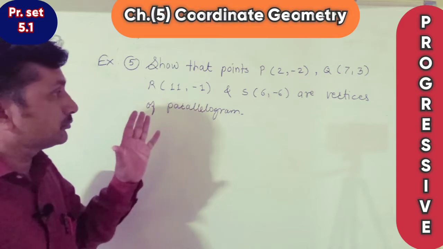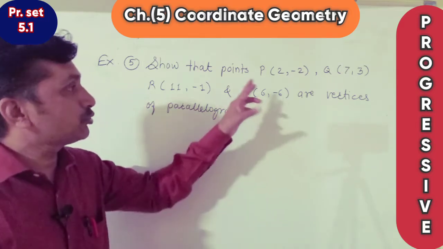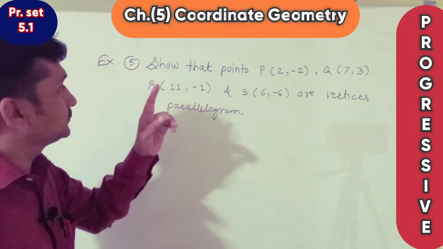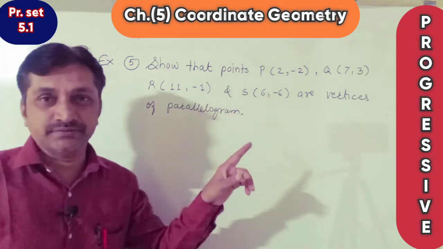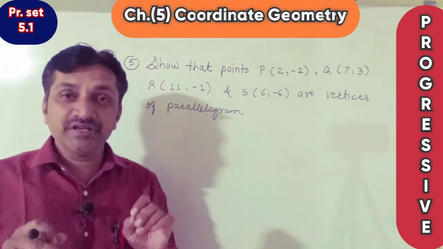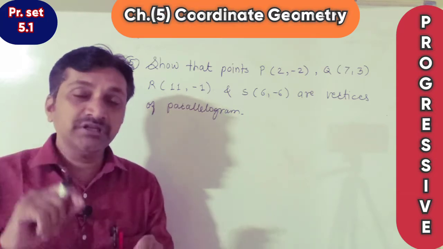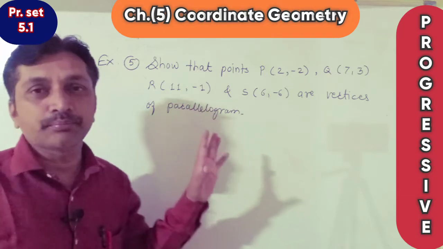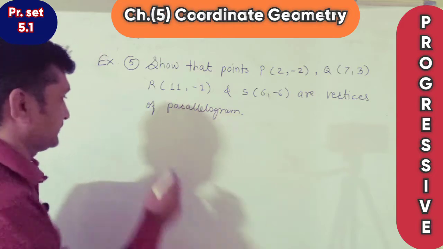Right? Now, to satisfy this condition, we have to find 4 distances: PQ, QR, RS and PS. If we get opposite sides congruent, then we can say that these are vertices of a parallelogram. Now let's find all 4 distances.